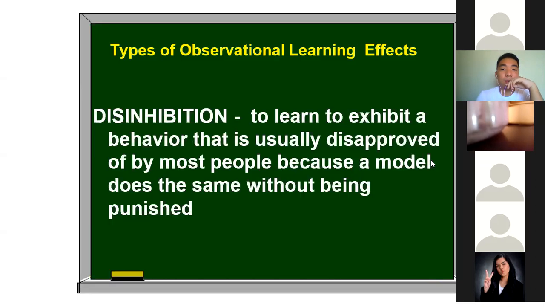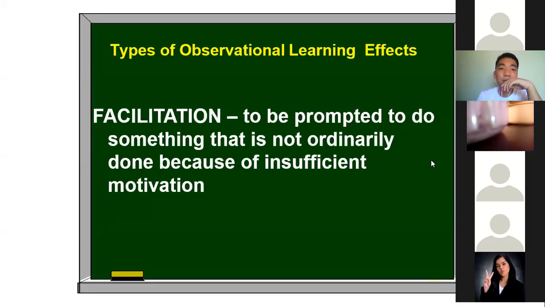Now, it is also possible that you observe something that is good, and he is being given rewards or incentives. You might also imitate what he did. Because you see that it is good, and people are giving him rewards, so you want to do it as well. Then, facilitation.